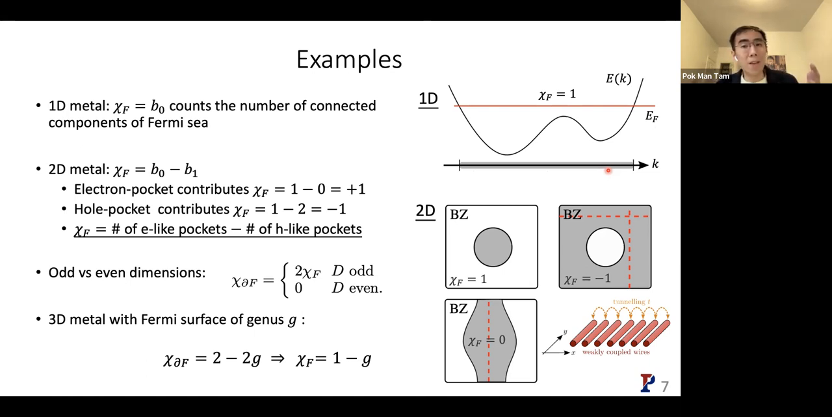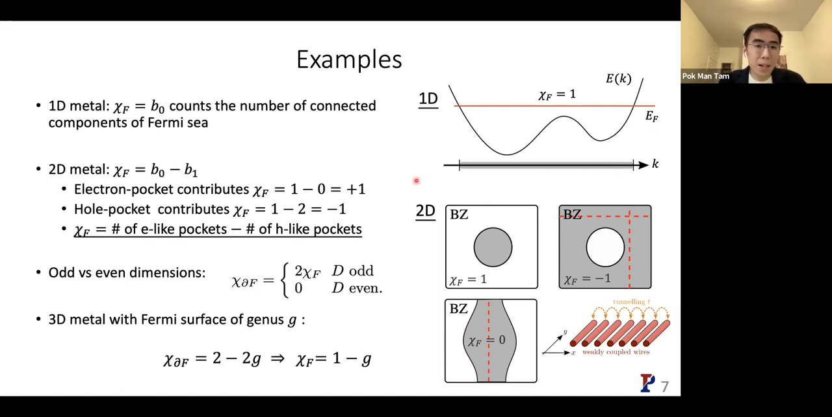And so if you have many bands and many of them are filled, they just contribute an insulating part in your metal. They don't contribute to the Euler characteristic. So we're only considering the conducting bands. They will contribute a non-zero Euler characteristic.